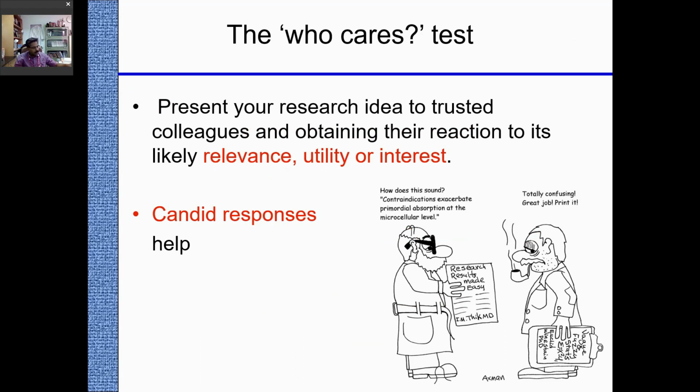Now, after you have a fact check with yourself, you should have a fact check with your colleagues also. Present this idea to your colleagues and try to elicit responses from them regarding the utility, interest, and relevance of the thesis topic. And I'm telling you, the candid responses from your colleagues will really help you to value add the topic.